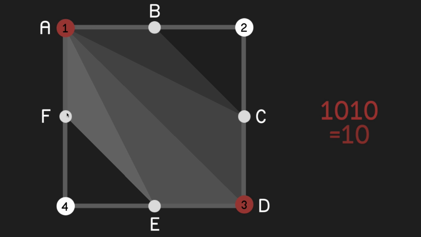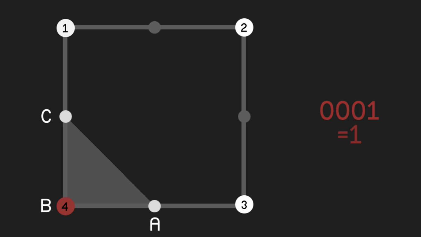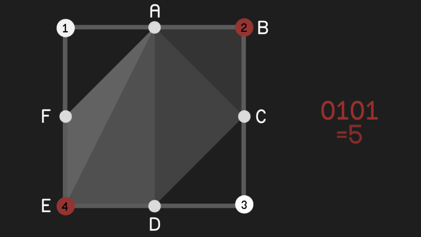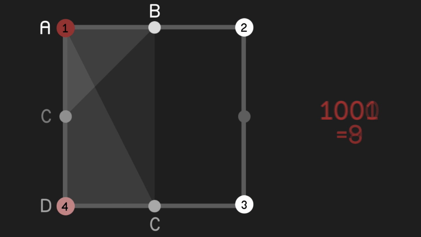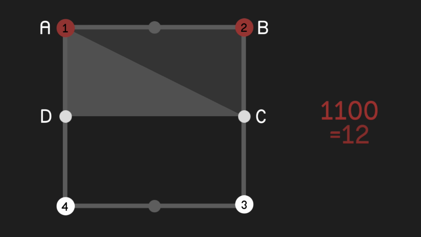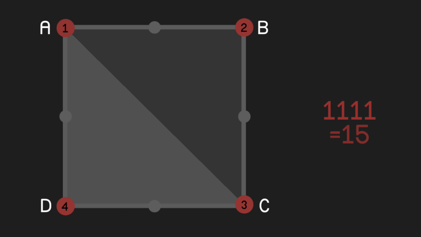So just for interest's sake, let's quickly whip through the 16 configurations in order. So here we have 0, 1, 2, 3, 4, 5, 6, 7, 8, 9, 10, 11, 12, 13, 14, 15.